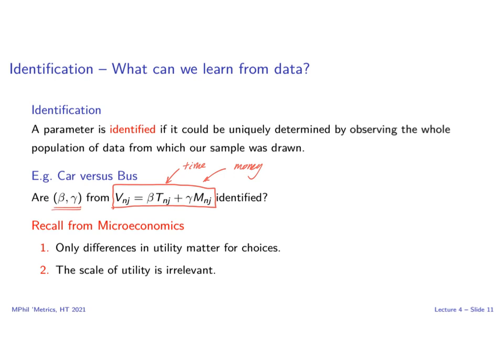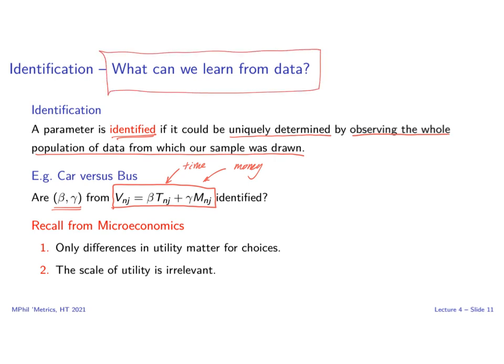We say that a parameter is identified if it could be uniquely determined by observing the whole population of data from which our sample was drawn. Fundamentally, then, identification is about what we can and cannot observe from data. In the context of random utility models, the relevant question is, given that we cannot observe utilities, what can we learn from choices and attributes?